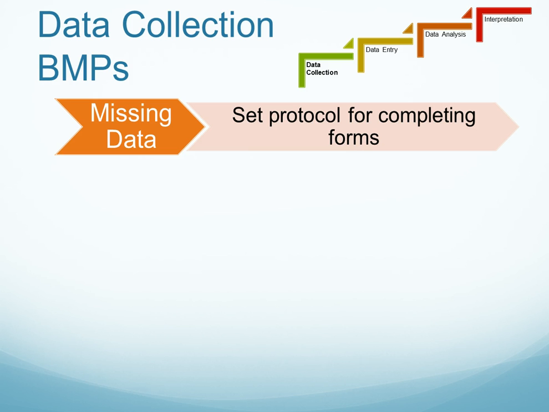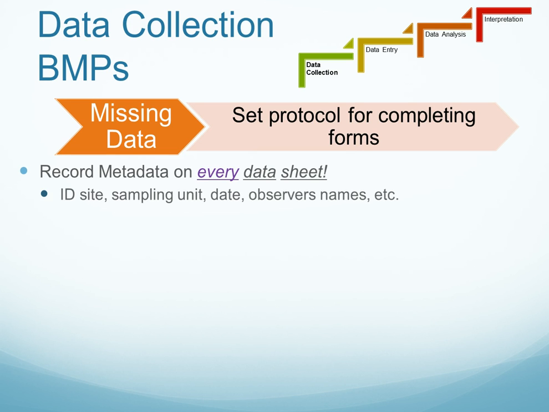First, we want to set some protocol for how to complete forms. Remember the importance of metadata, so we want to make sure that we have metadata on every sheet. This means that each sheet has information telling us what the site was, what the sampling unit ID is, the date that the data was collected, and the observers' names, as well as other information that needs to be tied to the actual data that's on that sheet. If you don't have metadata that tie the data on the sheet to the location, it's basically worthless.